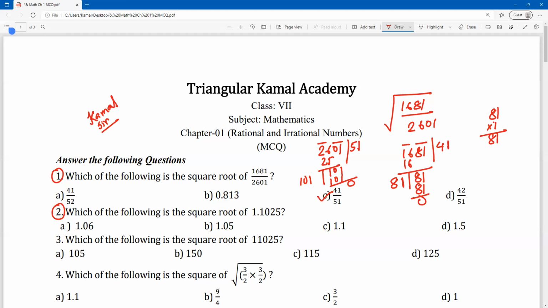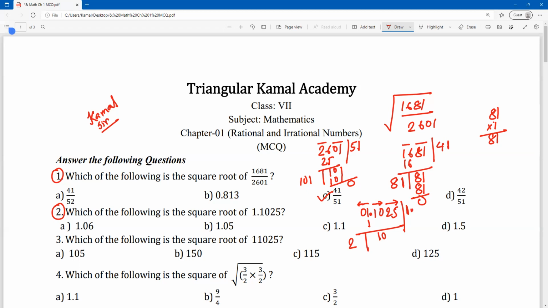So there is 1.1025. The decimal starts from the point. Now this is the first pair, this is the second, and this is the third. If it is a decimal number, the pairing starts from the decimal. Now the first pair is 1. You can write 1 times 1. Now 2 times 1 is 2. Now there is 1 pair after the decimal, so we have to use 0 here.